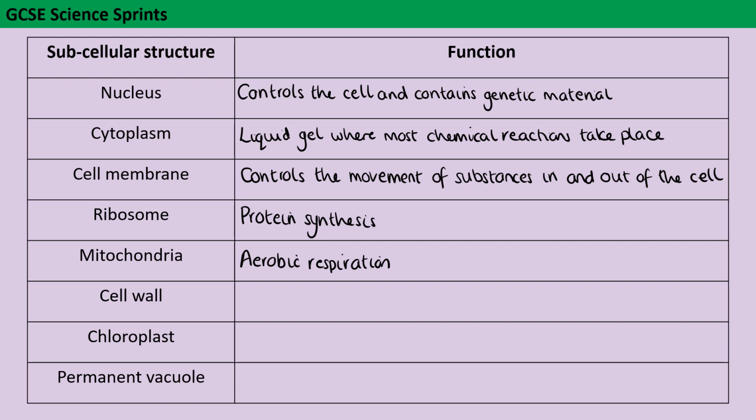Now in plant cells, this cell wall is made of a compound called cellulose. And the purpose of that cell wall is to strengthen and to support the cell.